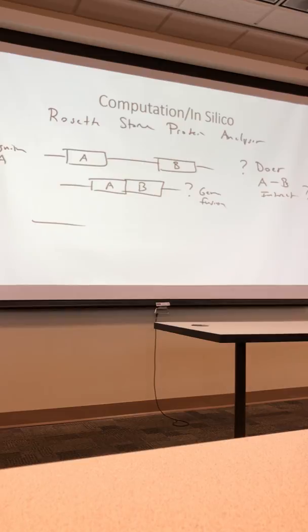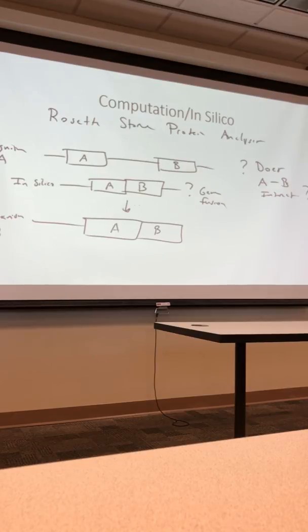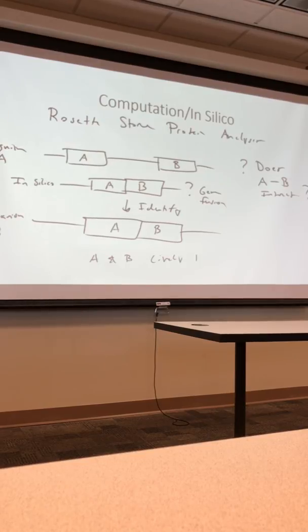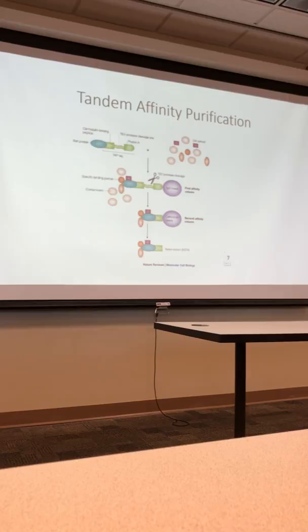So in silico, you can fuse these two genes together, and then screen genomes, and you might find a genome, organism B, that has this. So we identify that, and from this, A and B likely interact.